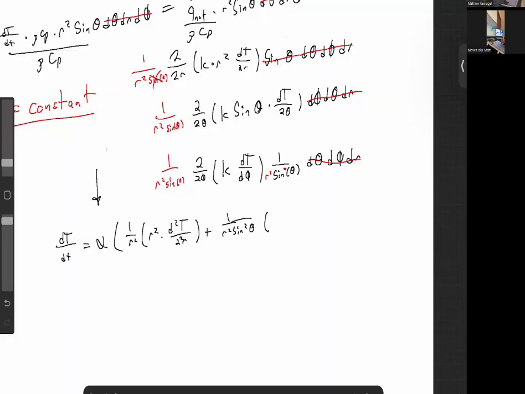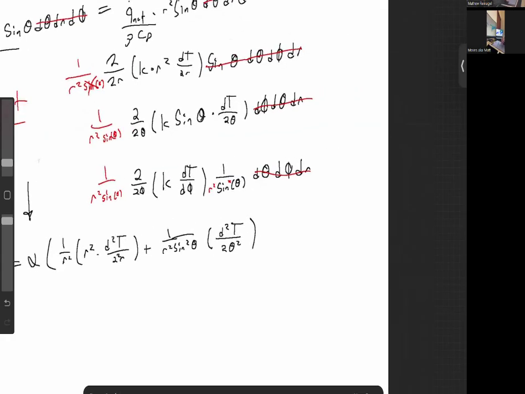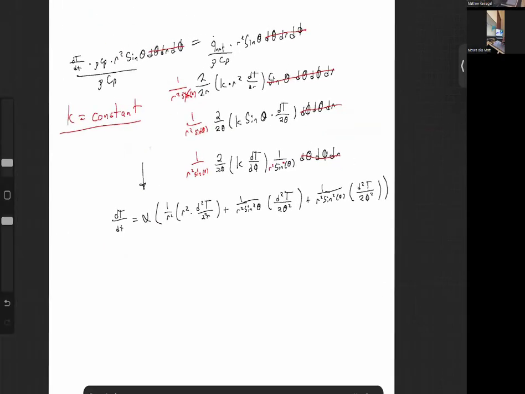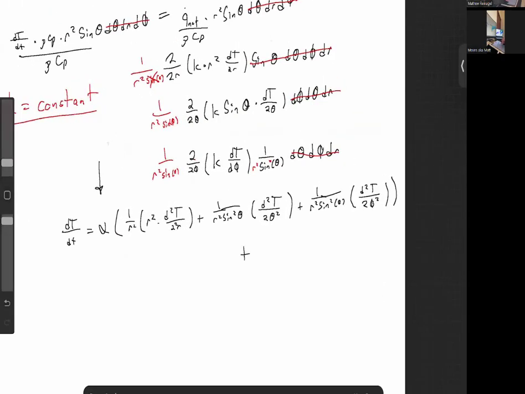This would be the double derivative of temperature with respect to theta squared. And then this would be plus 1 over r squared sine squared of theta multiplied by the double derivative of temperature with respect to phi in this case. And then we add this with the energy generation equation.